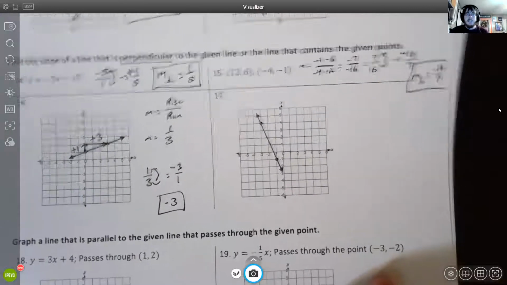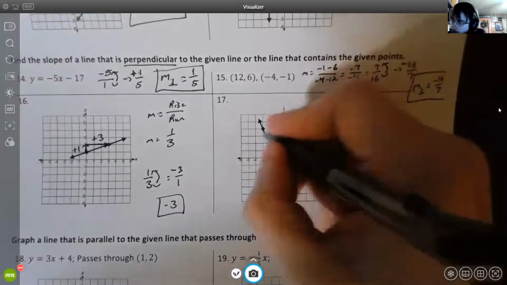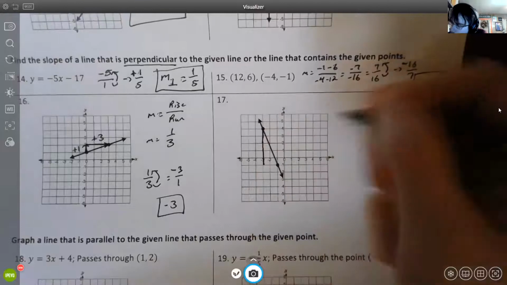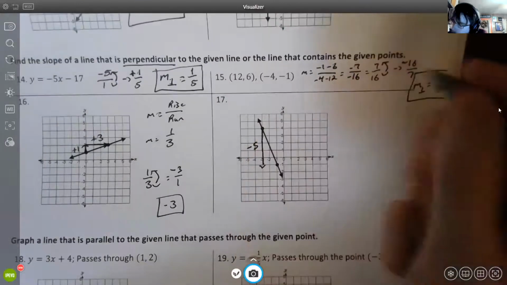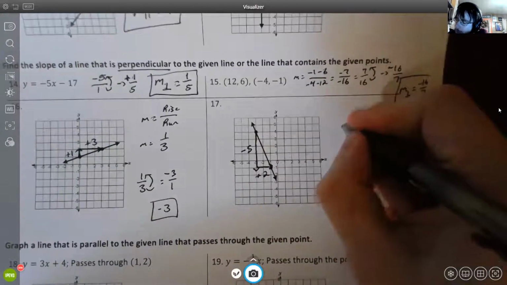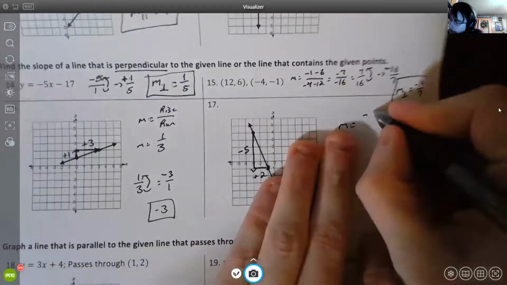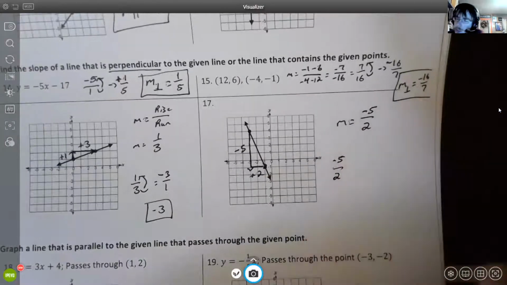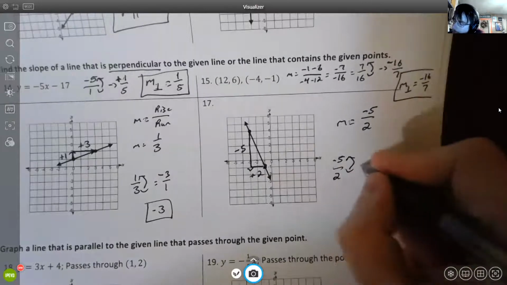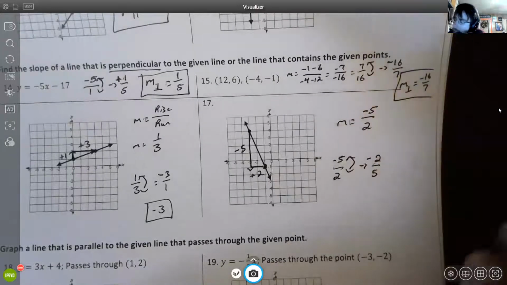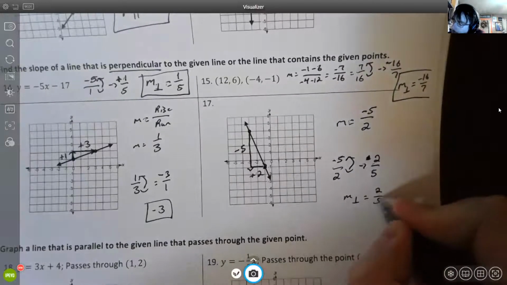And then number 17, do the exact same thing, find your slope first. So we're going to start from the leftmost point. We're going to go down 1, 2, 3, 4, 5. So we're having a rise of -5 and then a run of +2. So our slope is rise over run, so -5 over 2. But we have to find the perpendicular slope. So we're going to flip the fraction and change the sign. So this becomes 2 over 5 negative, but then we change that to a positive, and so our perpendicular slope is 2 over 5.